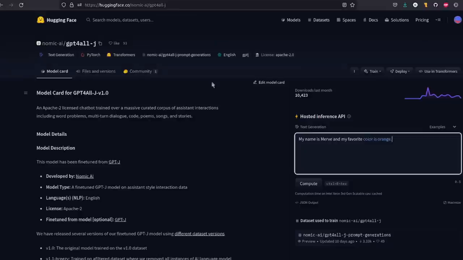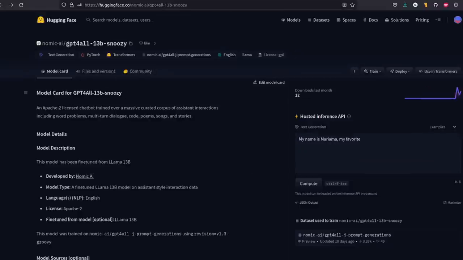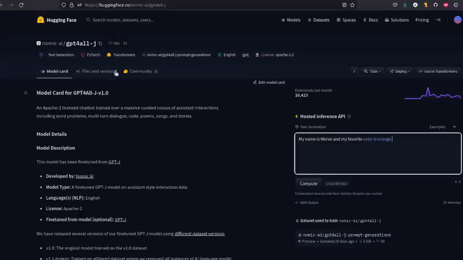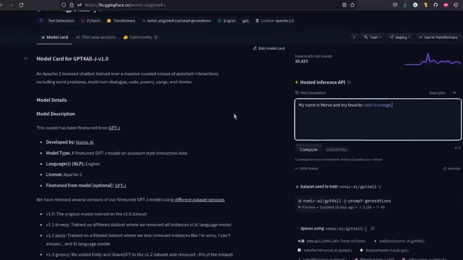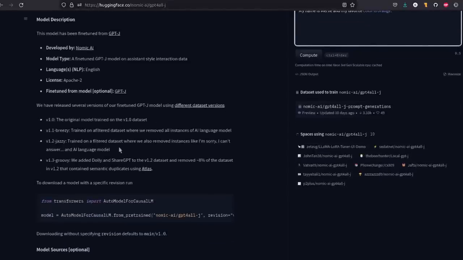These are the models I've downloaded. We've got the GPT4All-J, there's the model card for that one, and also GPT4All-13B Snoozy. If we have a quick look at GPT4All-J and scroll down, as you can see, there are various different versions. You've got Breezy, Jazzy, and Groovy.